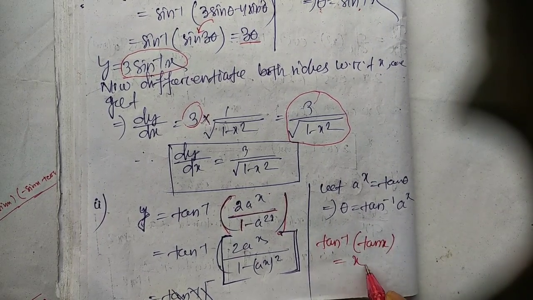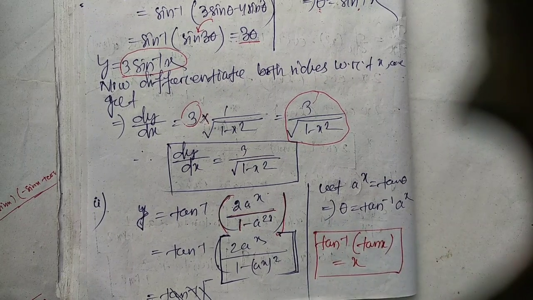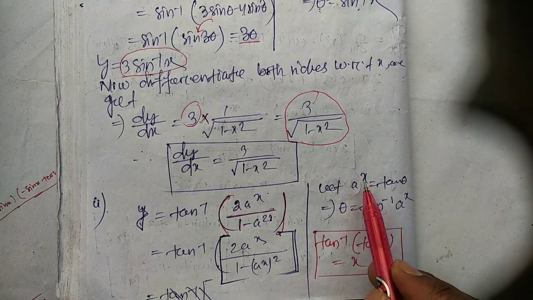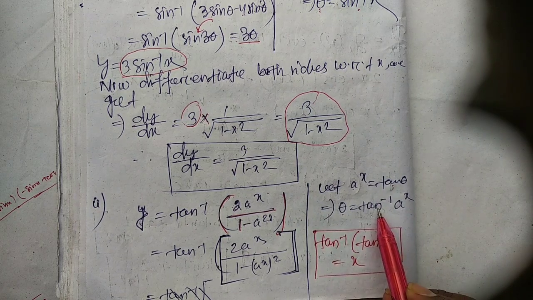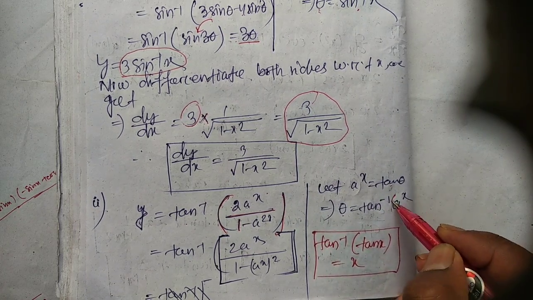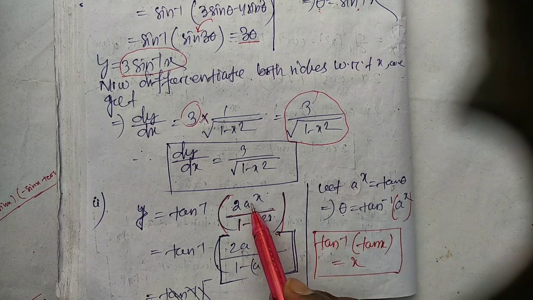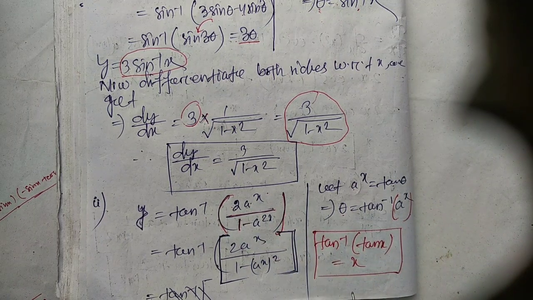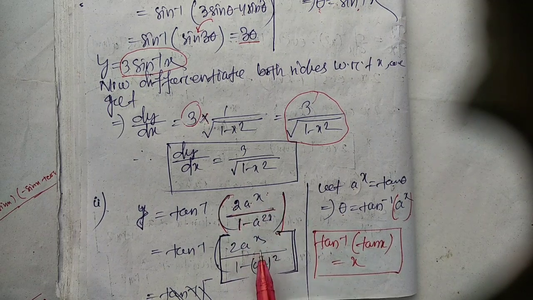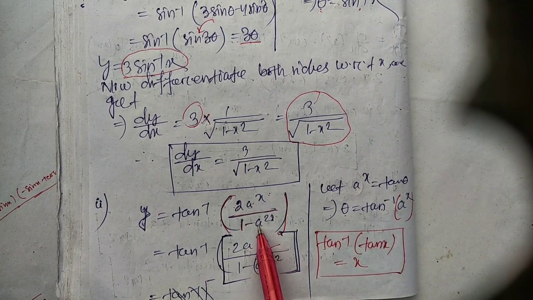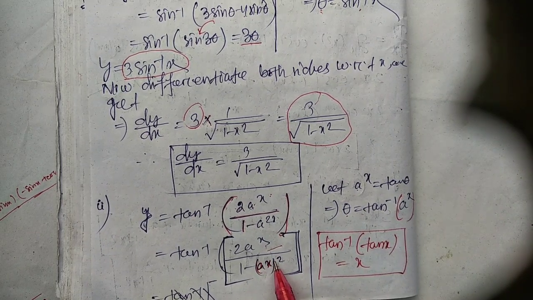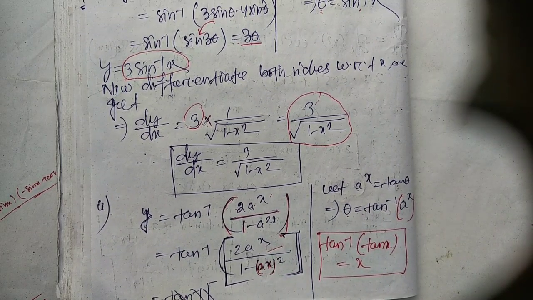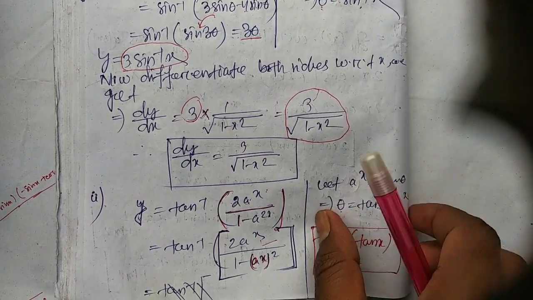This is a property of ITF. So let's substitute a to the power x equal to tan theta. Theta will be how much? tan inverse a to the power x. Okay, so put the value of a to the power x here. So this can be written as 2 a to the power x. Here 2 a to the power x, a to the power 2x can be written as square of a to the power x. Okay, so next put the formula.